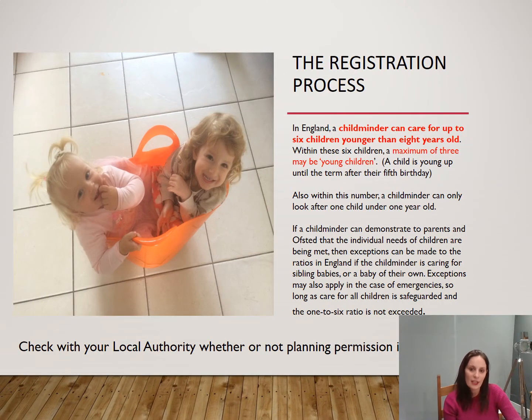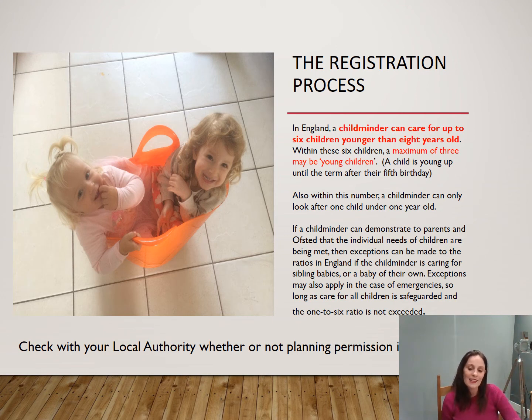How many children you can care for. Now in England, you can care for up to 6 children younger than 8 years old, and of those, a maximum of 3 can be young children, and that's defined as any child from birth to age 5. Also, within those 3, you can only have 1 baby under the age of 1.